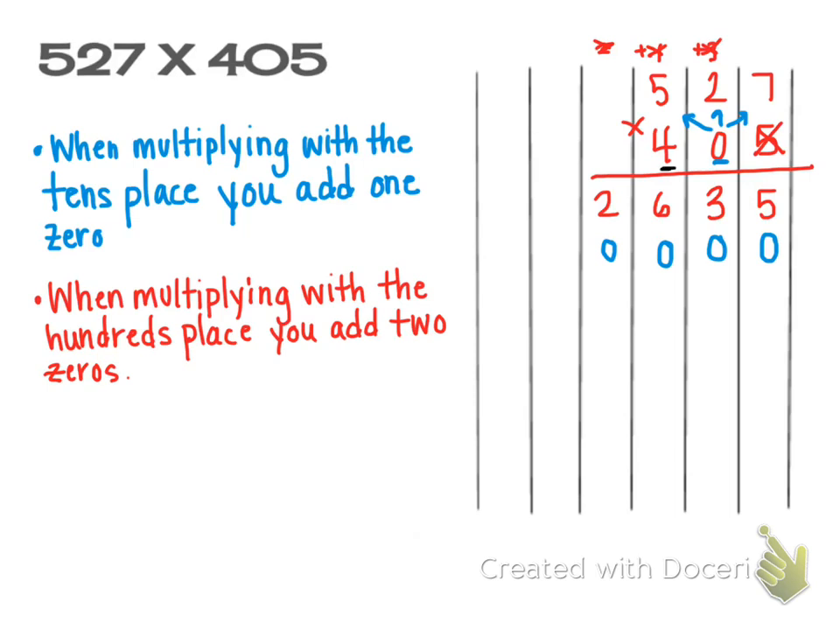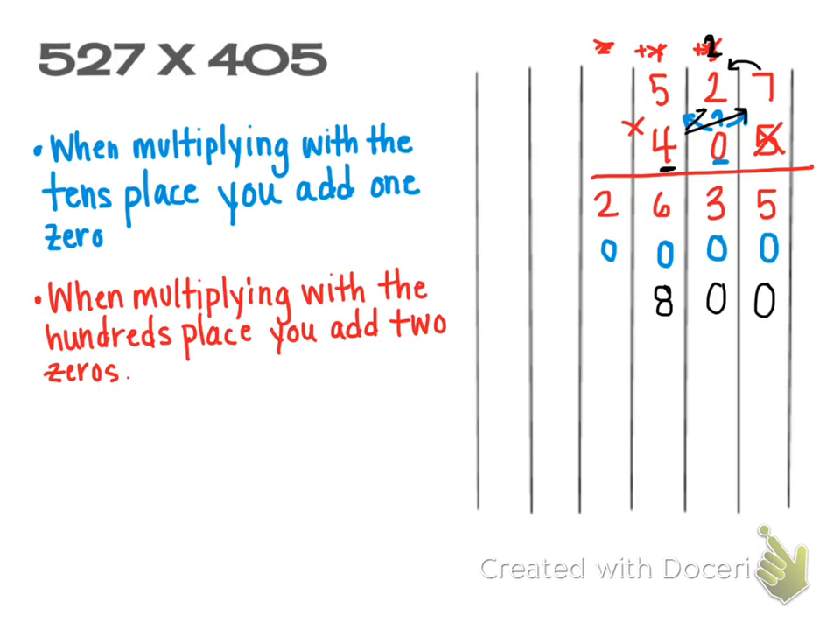Last, I'm going to multiply by the number in the hundreds place, the 4. Since it's in the hundreds, my answer has to be 100 times bigger. So I have to add 2 zeros before I do that multiplication. Now I can actually solve. I do 4 times 7 is 28. I put the 8 in the place value, and the 2 goes 1 place value over from what I just multiplied. So there's my 28.